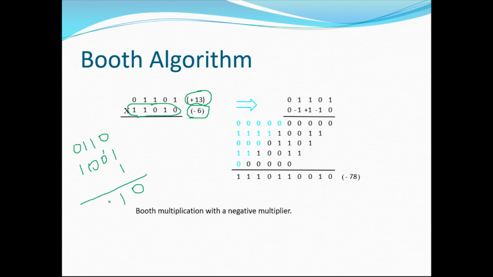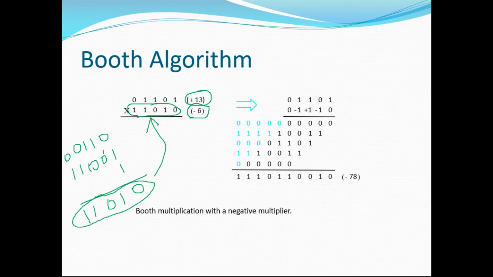So 1 0 1 0. Before this there are zeros, so those will be converted to 1. That 1 will come here. This is sign extension, so there are infinite ones. As a result you got 1 1 0 1 0. This is the 2's complement representation of minus 6. But how will Booth see this?